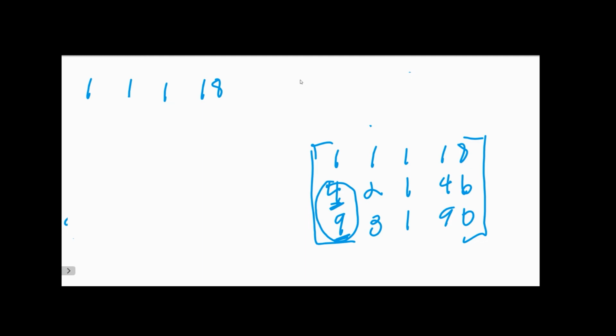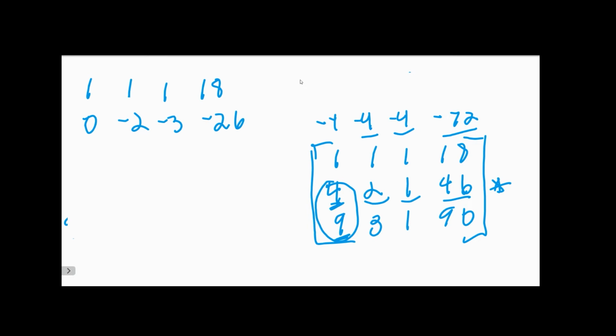So let's look at what happens. If I multiply row 1 by -4, that will give me -4, -4, -4, -72. And I'm going to add that to row 2. So if you look at what happens, we'll get 0 there, and then we have -4 and 2, that's -2, and then we have -4 and 1, that's -3, and then we have -72 and 46, that's -26.